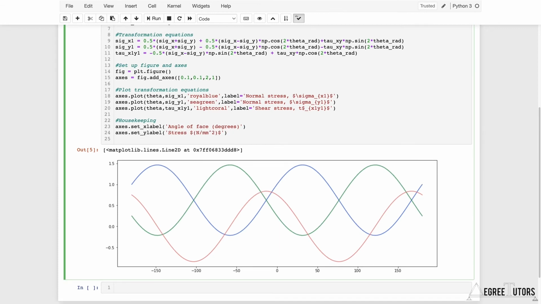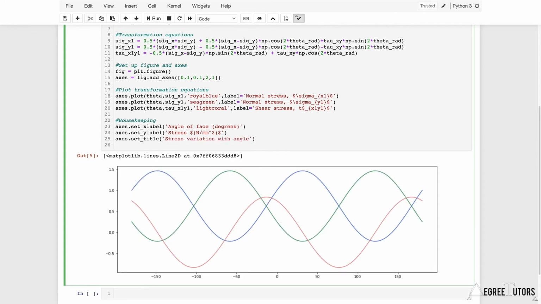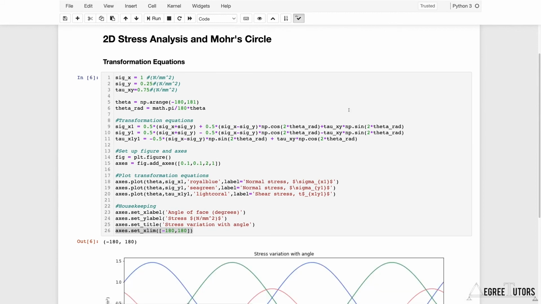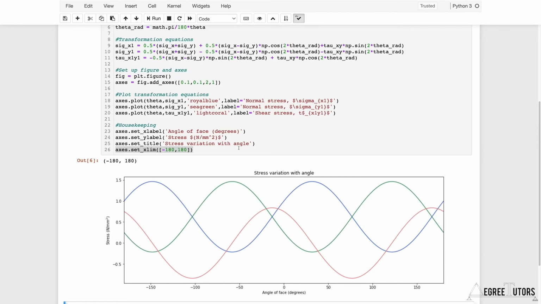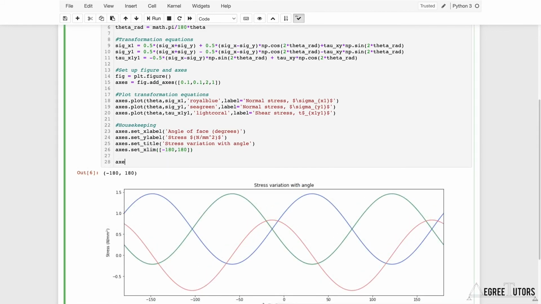Let's give us a title. Axes dot set underscore title. And what's this going to be? Stress variation with angle. Now let's set some axis limits. So axes dot set underscore x lim. All right, we're going to pass that negative 180 and a plus 180. Now I'm going to want to set the, well, let's see what that gives us. Okay, that's fine.